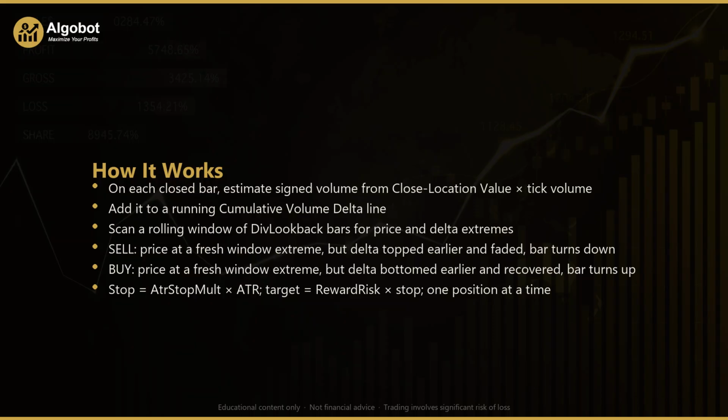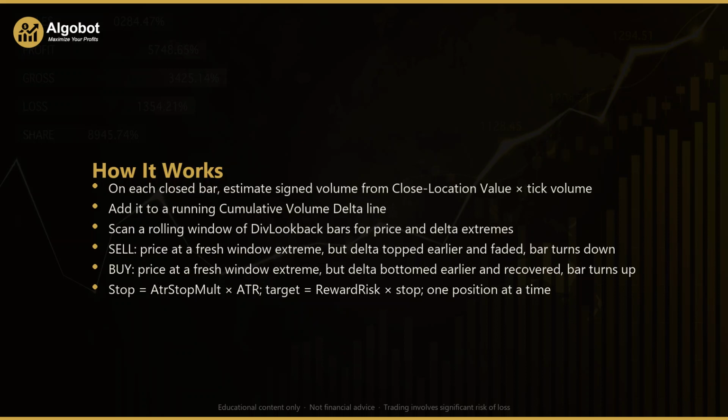Now the divergence test. For a short signal, the most recent bar must be the window's high, but the delta must have peaked at least min separation bars earlier, 3 by default, and must have since faded from that peak by at least the DivRatio fraction of its range, 30% by default. On top of that, the signal bar itself must close lower than the previous bar, confirming the first turn downward. When all of those line up, the strategy opens a sell.